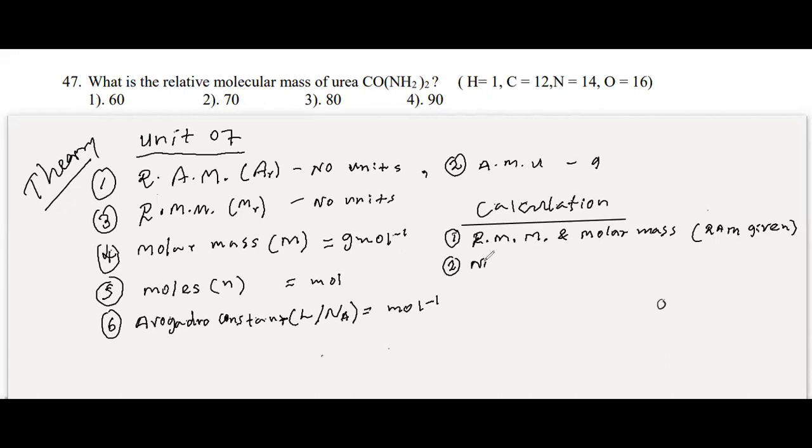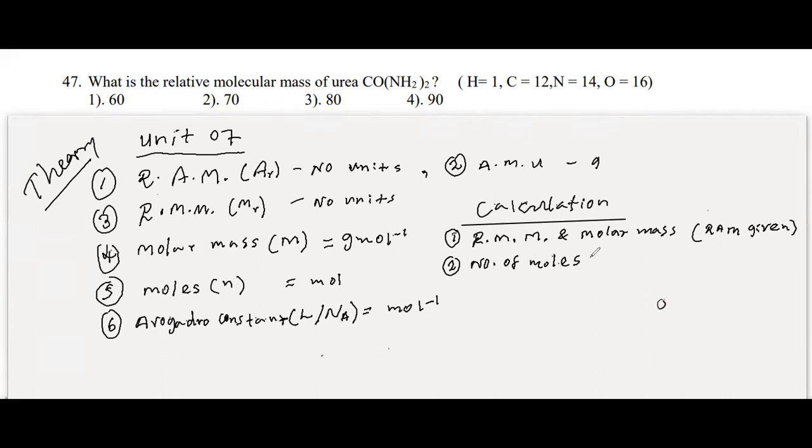Then number 2, to calculate the number of moles, what is given? The number of moles is also called the amount of substance in chemistry. The amount of substance in chemistry is calculated in number of moles, not in kilogram or gram. This SI unit, you can write that if you want: the SI unit of measuring the amount of substance in chemistry is the number of moles. The symbol is N, but the unit is MOL.